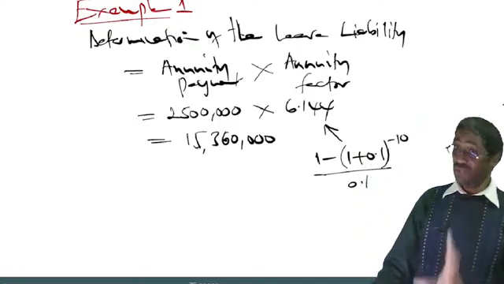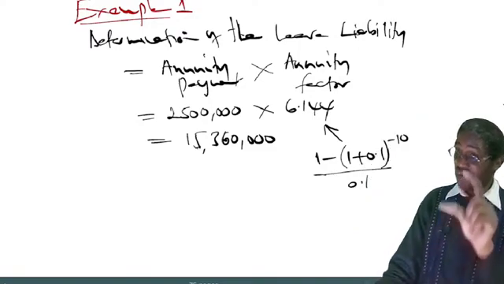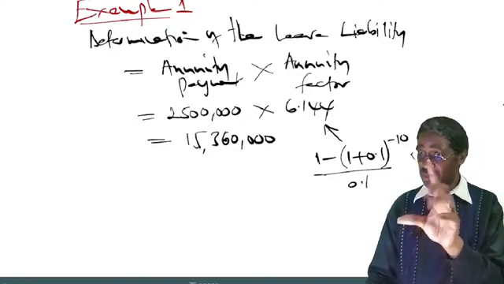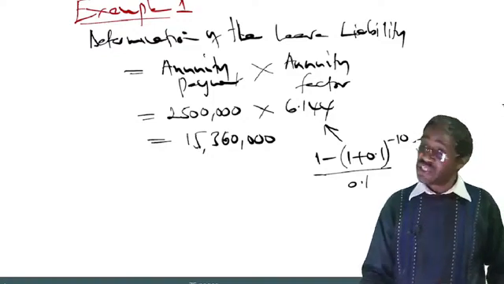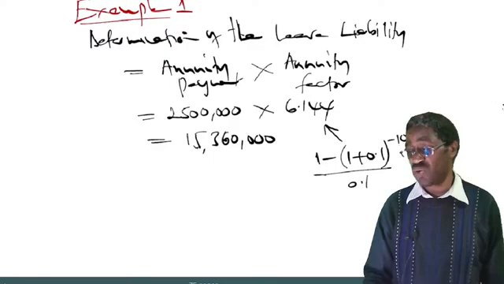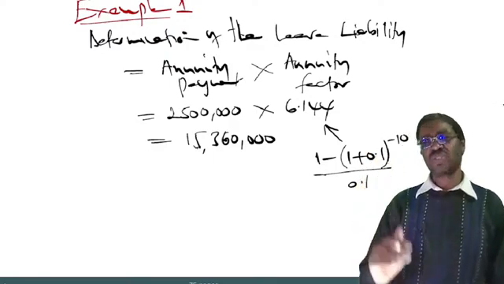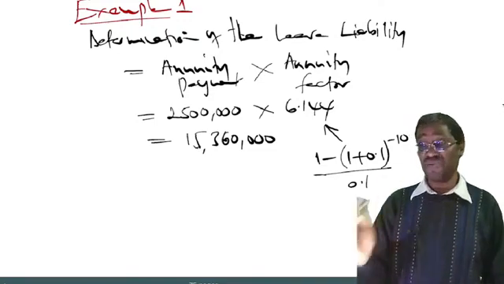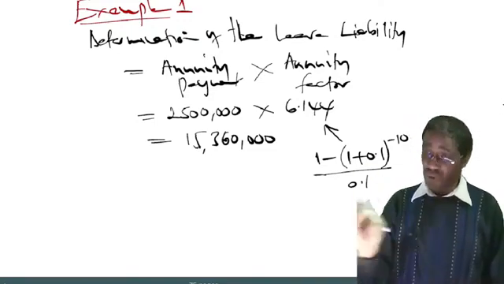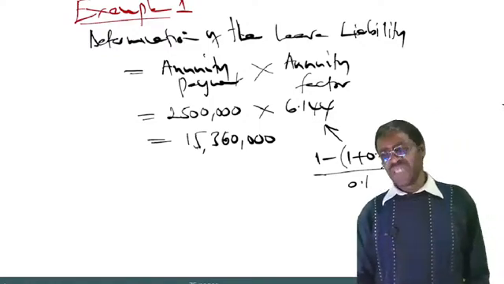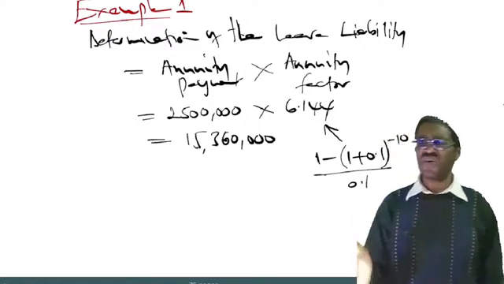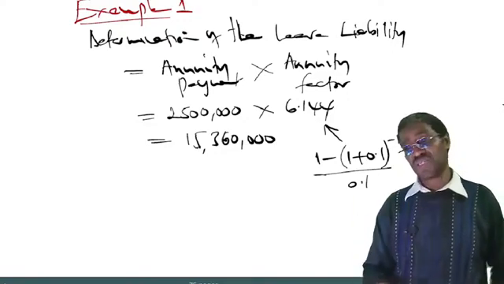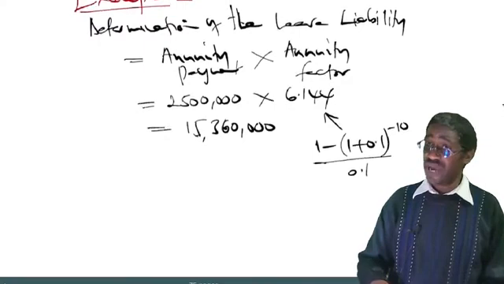Alternatively, I've told you, to get that 15.36 million, if you forget this formula and maybe they have not given you that 6.144, then you can prepare the table where you get the present value of the 10 payments of 2.5 million. It's only that they are many. Otherwise, if there were few, like 3 years, those ones you can get. But still, you can get the table and do that. Okay? So we now know the lease liability.